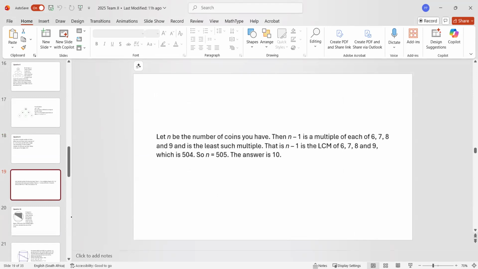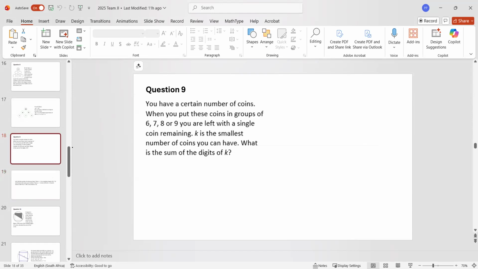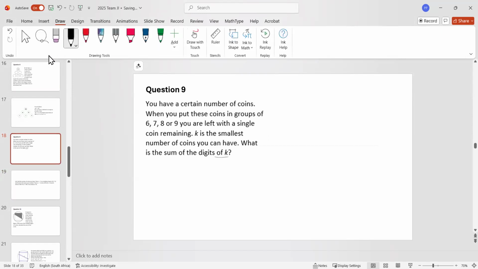So the question was, N is 505. So what is the question? See, I didn't read the question. You must always read the question. I made a mistake. What is the sum of the digits of K? That's the question. So if you add the digits of 505, you will get 10.